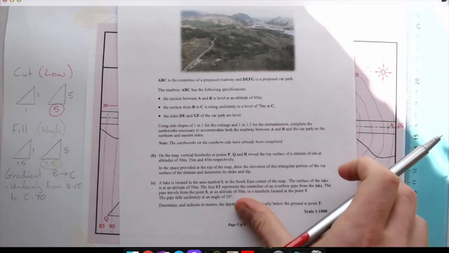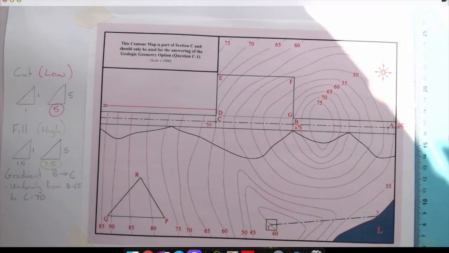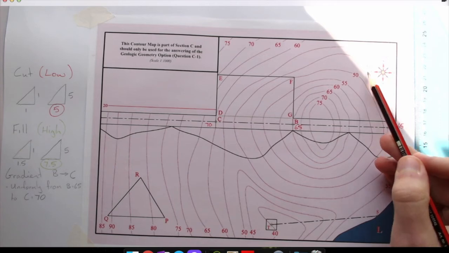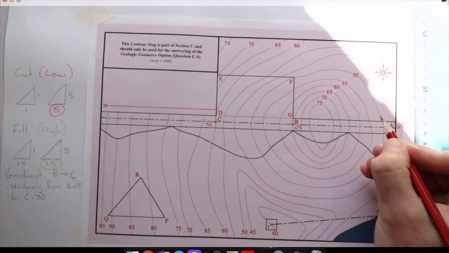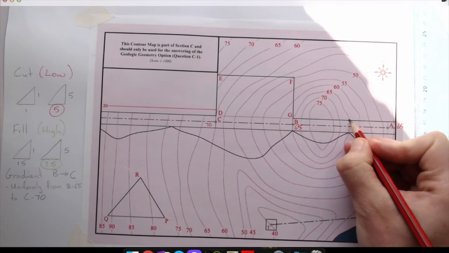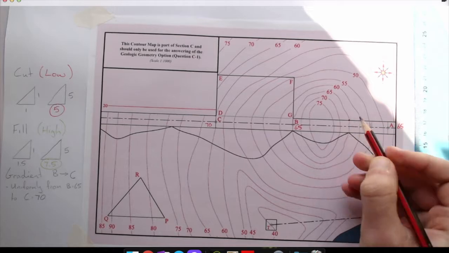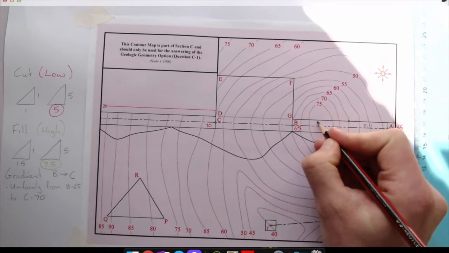So think about B and C in a second. I have my road, and I need to figure out whether I'm cutting or whether I'm filling. So what I have here is 65, 55, 50, 60. With the 65 here, I'm going to be filling up as far as this point, because that's where it's level with the road. So I'm going to be filling there. And after that, it's above the road, so I'm then going to be cutting there for the road.